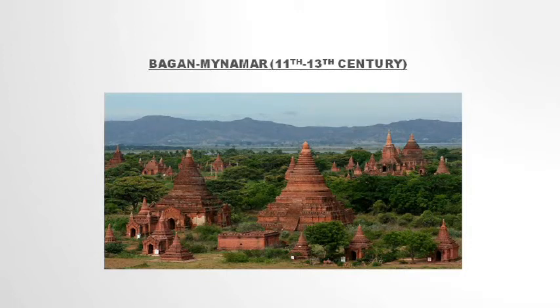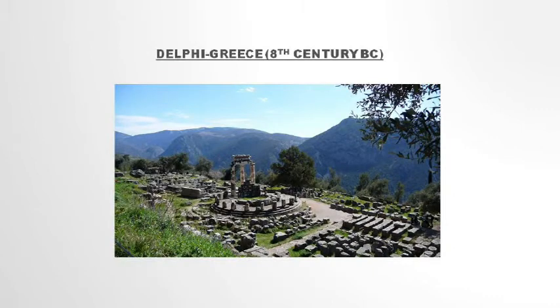Now, the first one is Bagan. It's located in Myanmar. It's a sacred Buddhist landscape from the 11th to 13th century. Bagan was the capital of this regional empire, a very important empire as far as its influence on the present-day country of Myanmar. The next site is Delphi, located in Greece, going back to the 8th century BC.